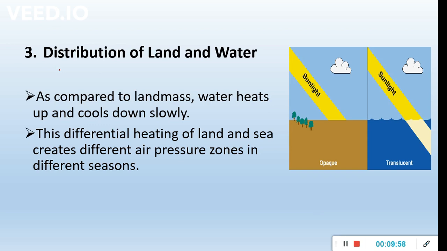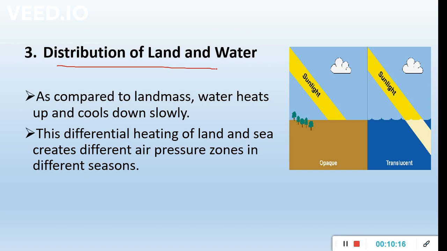Okay. Third one is distribution of land and water. You all know, children, that our country is surrounded by water from three sides. वेस्ट में है हमारे अरेबियन सी, साउथ में है इंडियन ओशन और ईस्ट में है बे ऑफ बंगाल.